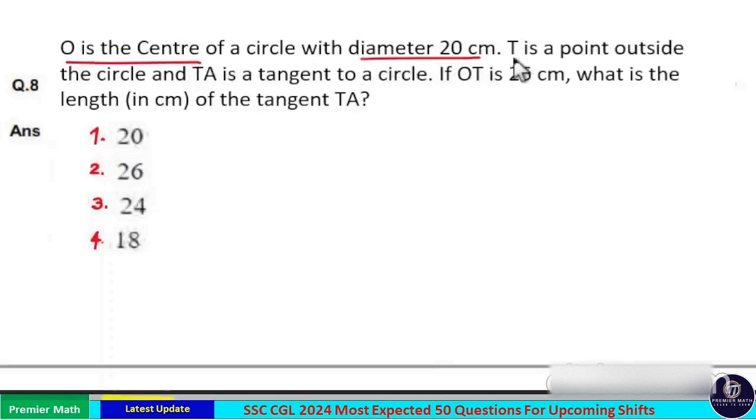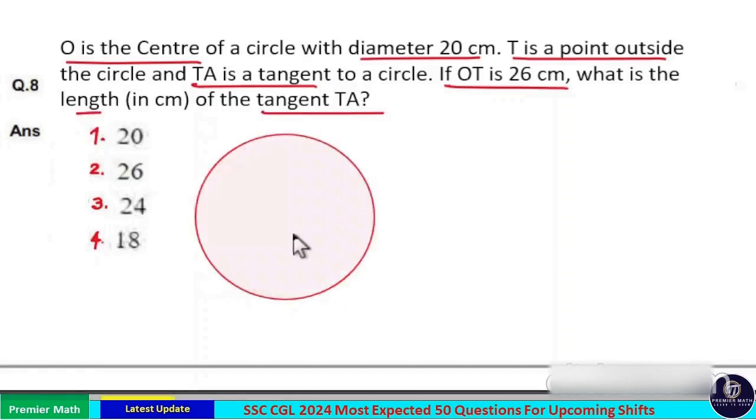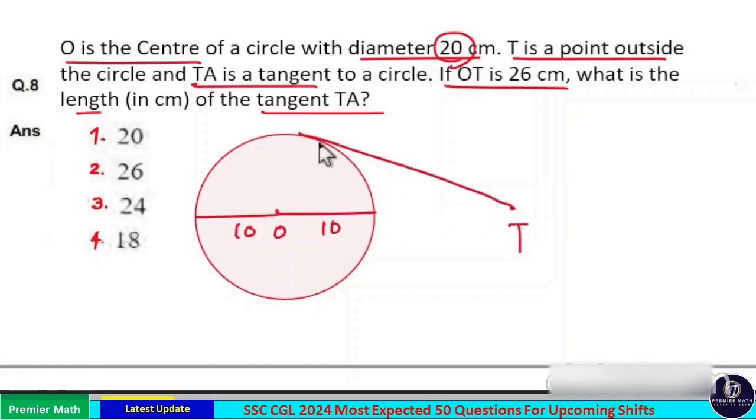O is the center of a circle with diameter 20 cm. T is a point outside the circle and TA is a tangent to the circle. If OT is 26 cm, what is the length of tangent TA? Here, this is the circle with center O. Now, the diameter is 20 cm, and T is a point outside the circle and TA is a tangent. And here OT is 26 cm. So this length is 26, which means this external segment length is 16.